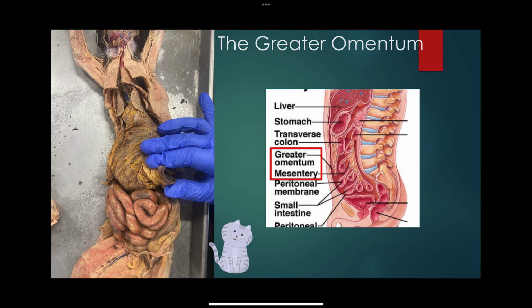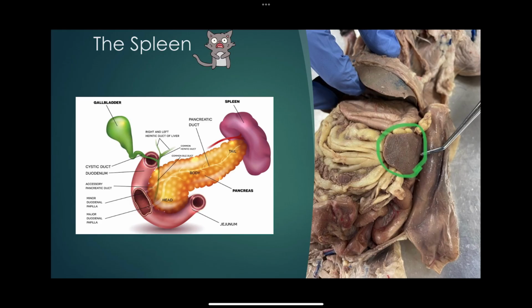This fatty tissue is also important because not only does it physically protect the abdominal organs, but it also protects them against infections, since there are a lot of lymph nodes around the area. And then on the right side would be the view of the greater omentum on a human. You could see that it covers all of the abdominal area.